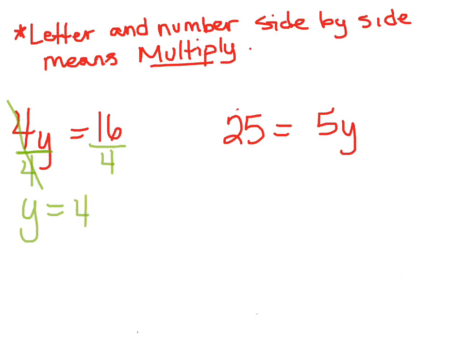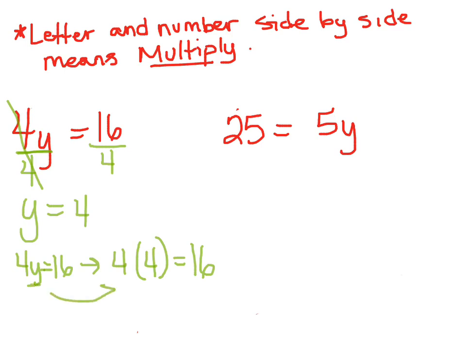So let's rewrite it. 4y equals 16. So 4 times 4. That's my problem: I took the y and substituted it for that number 4. A number in parentheses side by side like that means to multiply. 4 times 4 is 16, which equals 16, meaning y equals 4 is a correct answer.